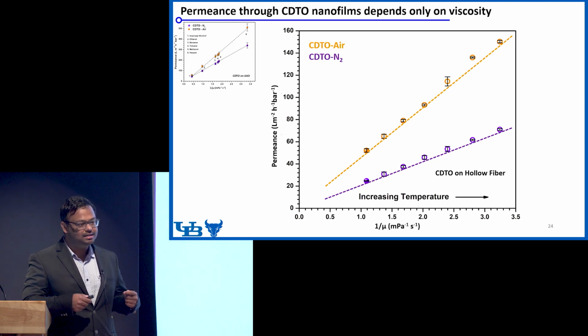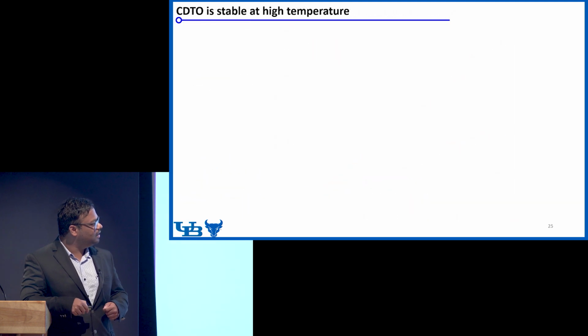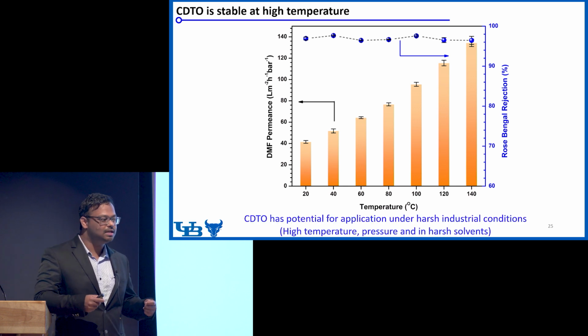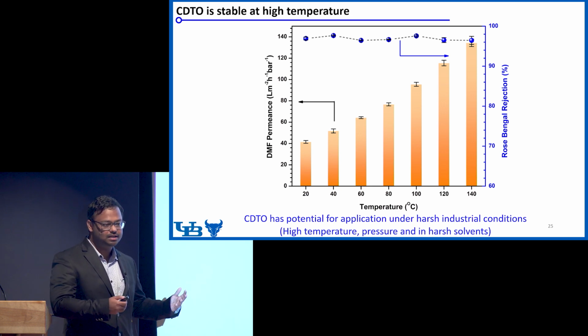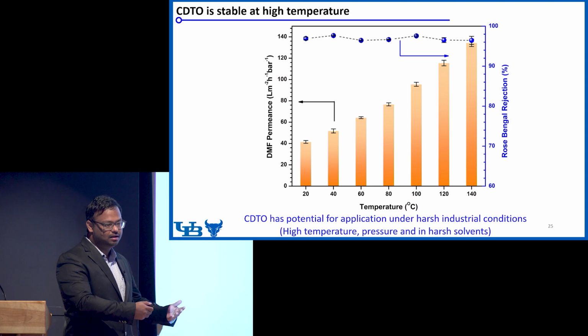So we want to look at whether it can still selectively separate out molecules at higher temperature. So we went for a solution of DMF and rose bengal at different temperatures up to 140 degrees centigrade. We can see stable separation of rose bengal from DMF. This indicates that the membranes are very stable at high temperature, which allows us to use this membrane for industrially relevant applications where you have to operate the membrane at a very high temperature. For example, if you want to synthesize something at high temperature and separate out the product and the catalyst, you don't have to cool down the reactant mixture of the reactor and then use a membrane.